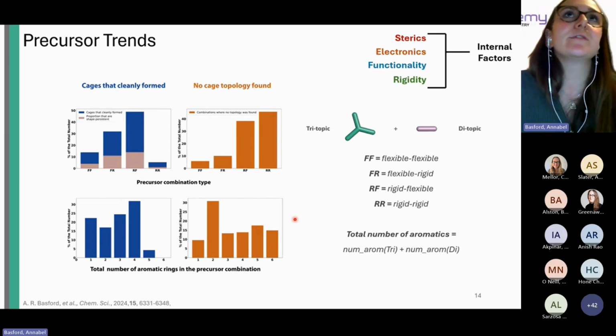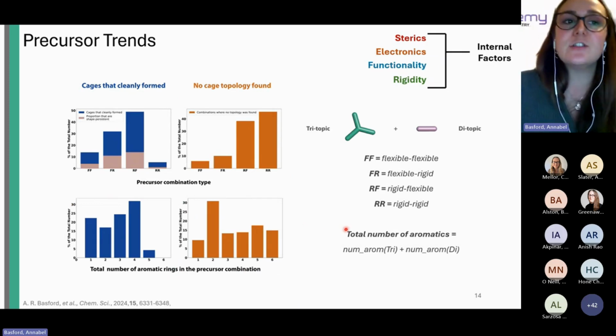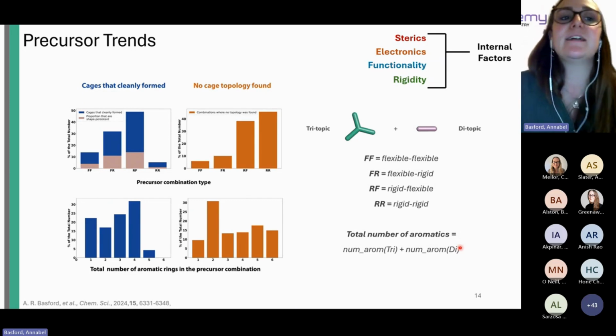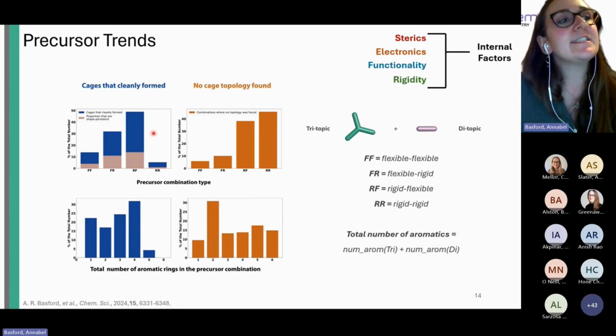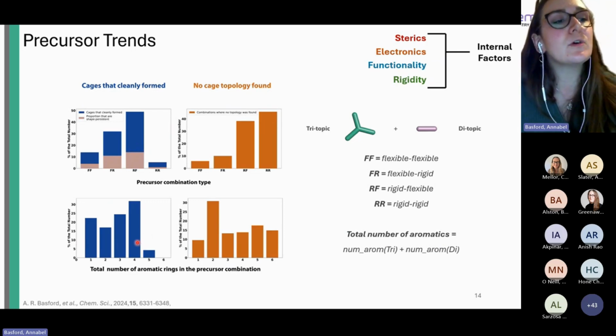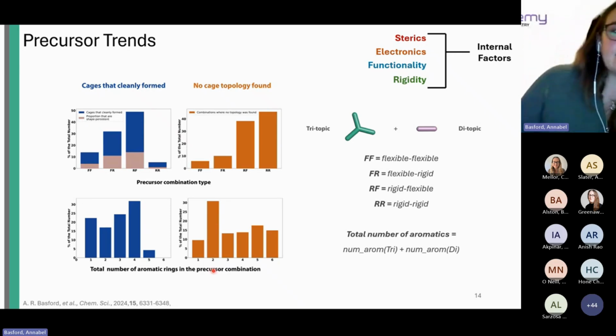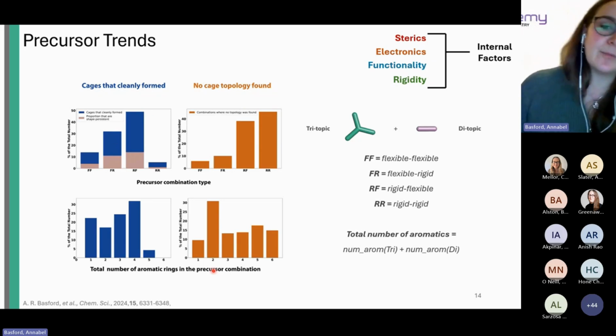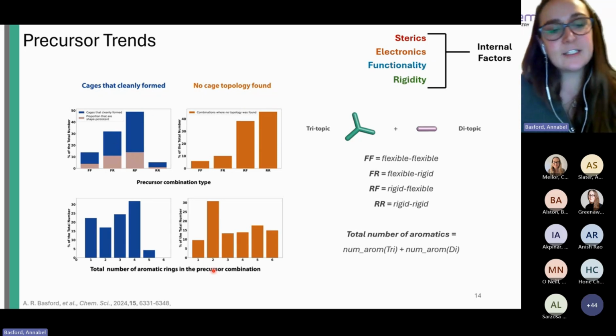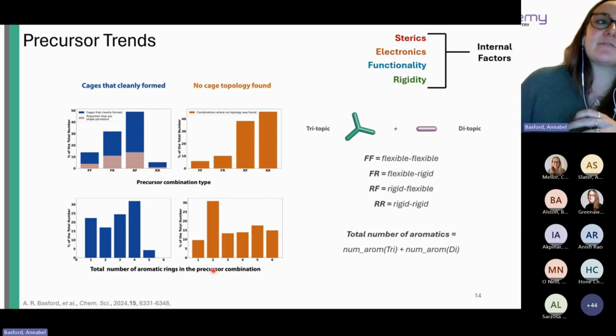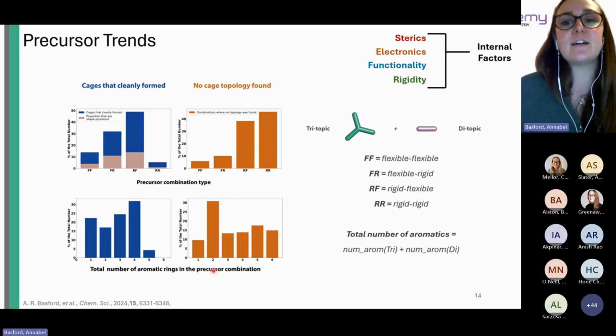Then we were like, okay, so what causes rigidity? Maybe it could be linked to the number of aromatic rings in our precursor pairs. So we sum that up. And again, we can see a nice trend coming out where 1 to 4 aromatic rings is ideal for clean cage formation, but it really drops off when you get 5 or 6. Whereas with the cases where no cage topology was found, we see a steady state where a higher number of aromatic rings results in no cage topology forming. So now we can think, okay, too much rigidity can come from too many aromatic rings, and therefore we can adapt this to further tailor cases where we want clean formation.